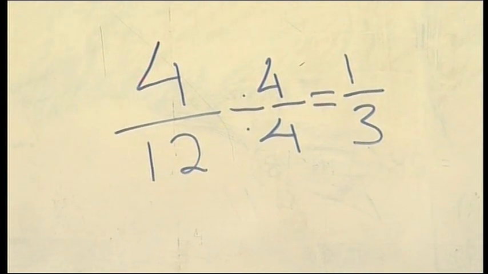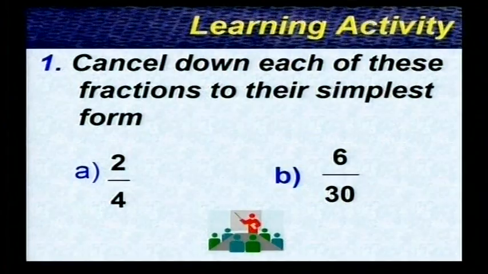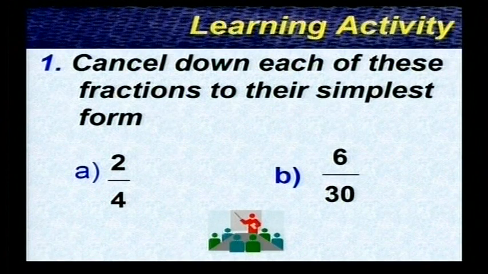Now, receiving students and 8s, we will go to our learning activity. There are 2 learning activities that I would like you to do for this lesson. Activity 1 is cancel down each of these fractions to their simplest form. So we have A, which is 2/4, and B, 6 over 30. Now you simplify those fractions to their simplest form.